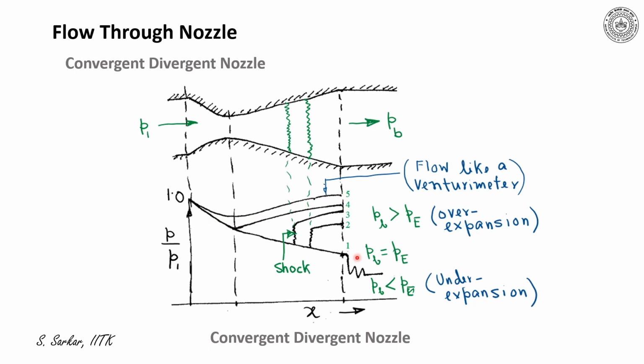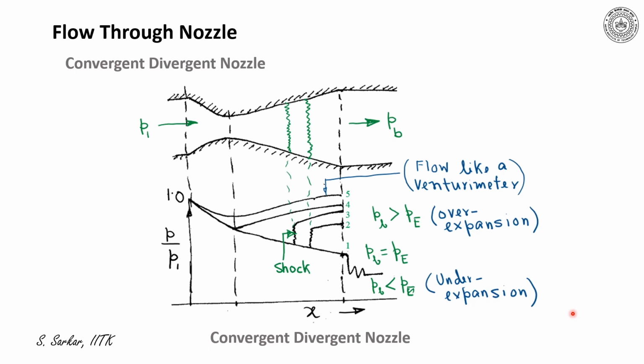So the situation where the back pressure is greater than PE and where the shocks form inside the nozzle is referred to as overexpansion. Now when PB is less than PE, then drop of pressure occurs outside the nozzle through expansion fan, and this is referred to as underexpansion. So I have illustrated overexpansion and underexpansion in a convergent divergent nozzle for different back pressure.